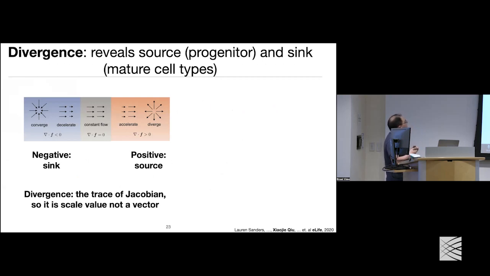So let's first talk about the divergence. As I mentioned, it's defined as the trace of the Jacobian. If you have a negative value, it indicates the local flow has a convergence, so this may indicate a sink or potential terminal cell type. If the divergence is positive, this may indicate the local flow has some dispersion, so this may indicate a source or potential progenitor cell.